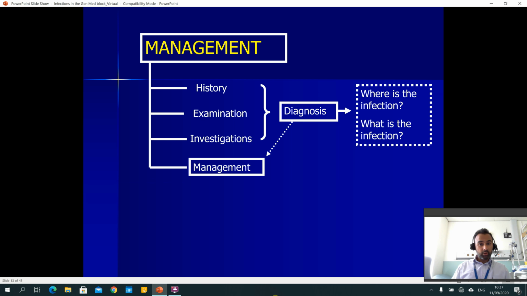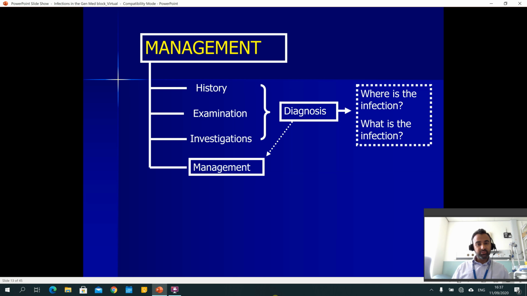Finally, that will help you, I would hope, to make a diagnosis based on the investigations, and that should be bedside tests, blood tests, microbiological tests, including MC&S, microscopy, culture, and sensitivities, and also radiology. All of these should help you decide where the infection is and what the infection is.